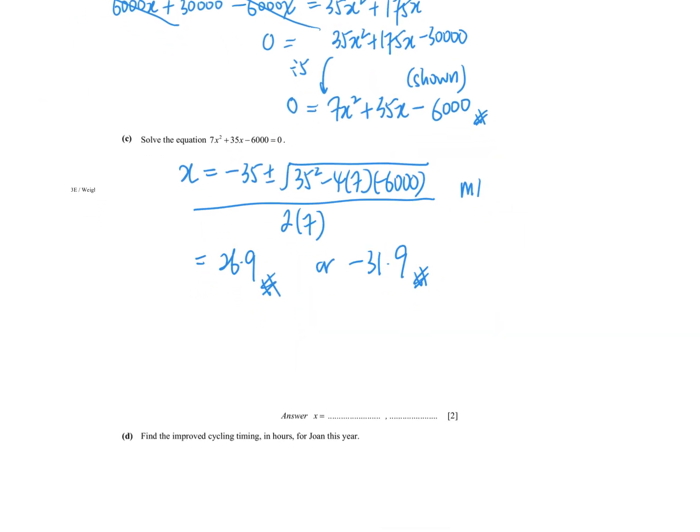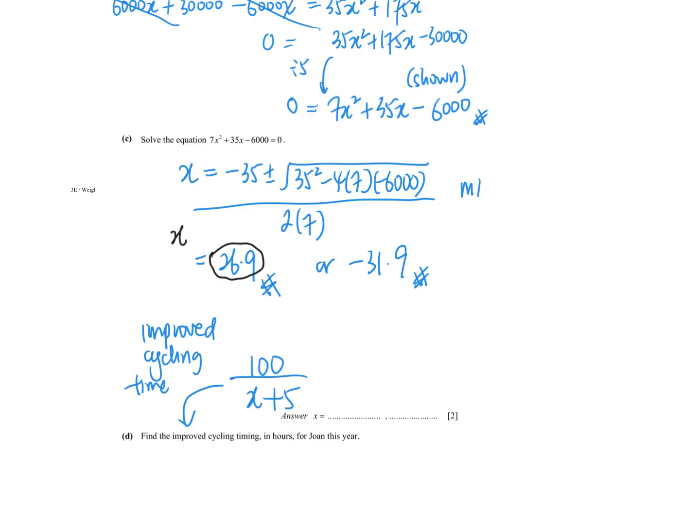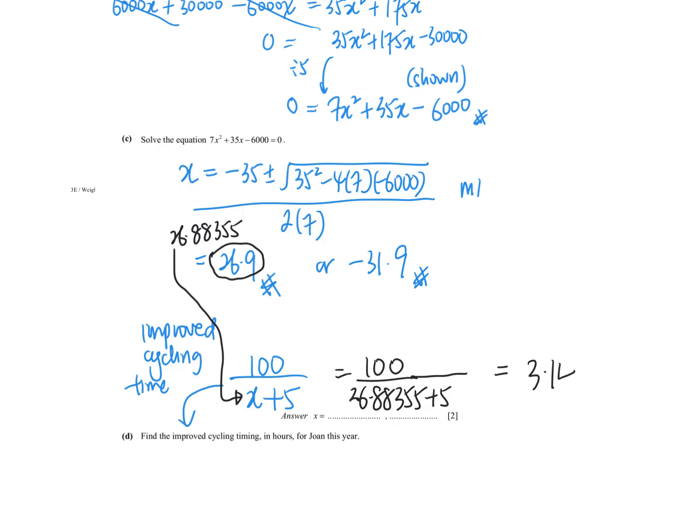Okay, last part, they say find the improved cycling timing. So the improved one is this one. This is the improved cycling timing. So you just have to pick the correct x to plug in, but don't pick this. Pick the more accurate one, which is 26.88355. As many decimal places as you can put in, at least 5. Then you put in here. If you put 26.9, your final answer will be different, and then you will lose accuracy marks. So just be careful. If your answer is off, then you don't get the final answer mark.